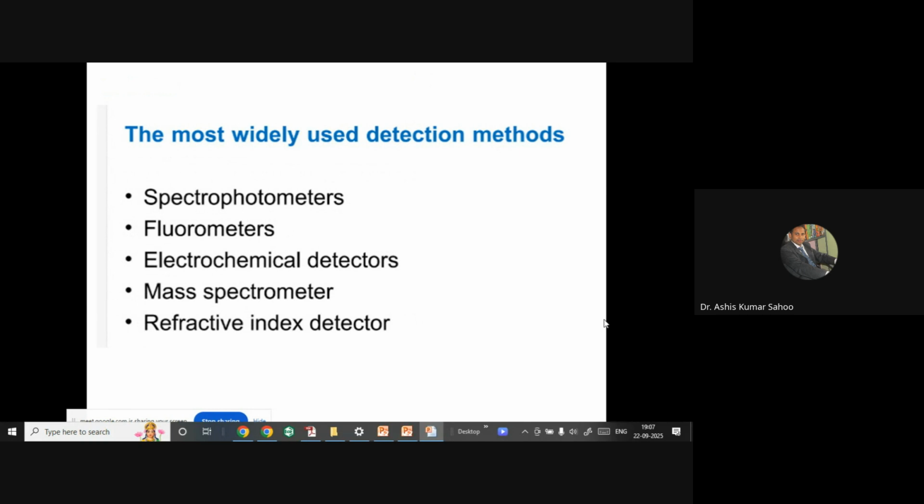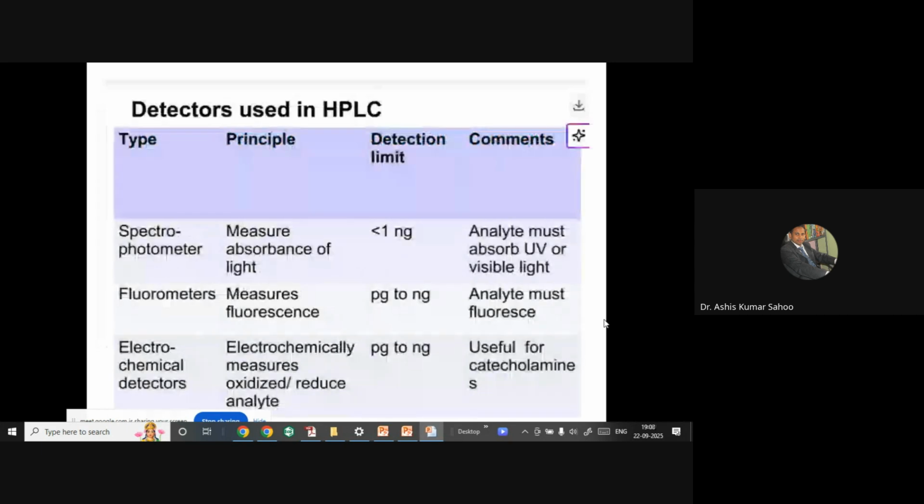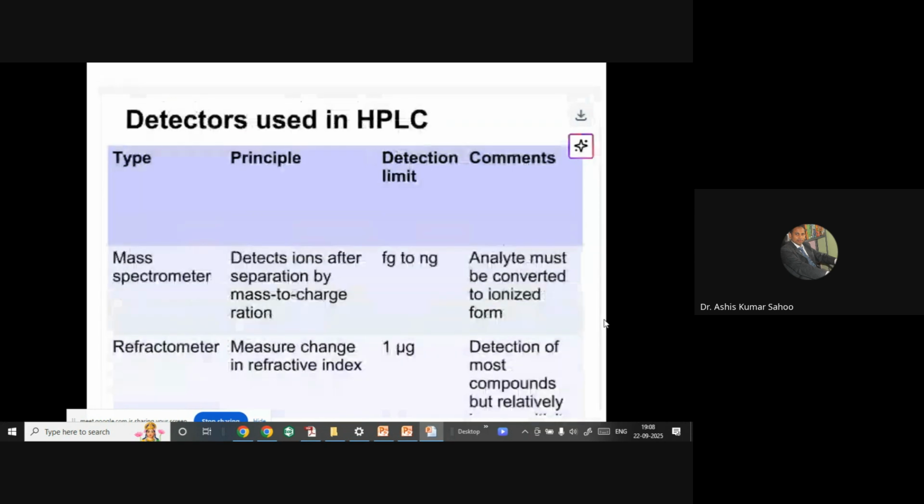So what are the different methods used? Spectrophotometers, fluorometers, electrochemical detectors, mass spectrometers, refractive index detectors. These are the different detectors used, with measurement levels and detection limits, and they give different comparative measurements. So this is all about detectors used in HPLC.